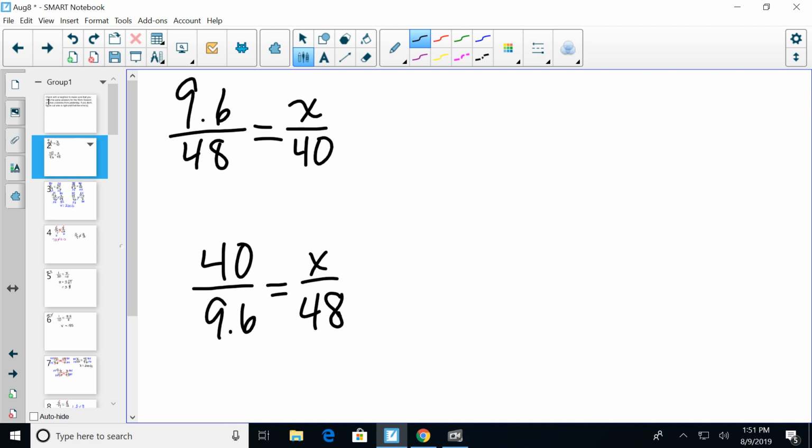Did somebody have something different from the two that are up there? All right, let's examine them. What does 9.6 represent in the problem? The shadow of the flagpole. 48 represents what? The shadow of the building. The building's cast shadow. Oh yeah, you're right.